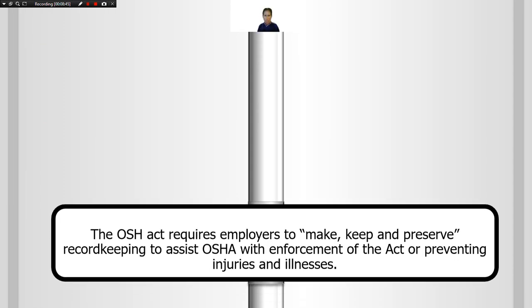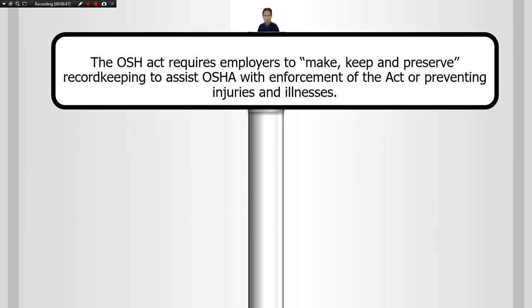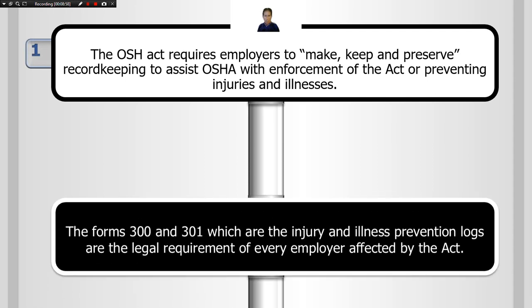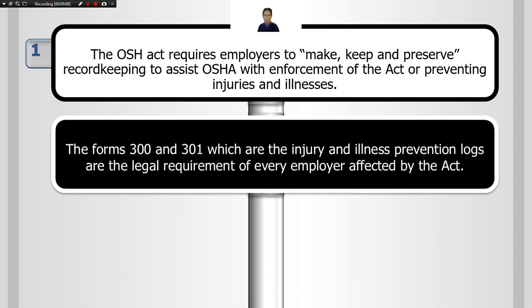The OSH Act requires employers to make, keep and preserve records to assist OSHA with enforcement of the Act or preventing injuries and illnesses. The Forms 300 and 301, which are the injury and illness prevention logs, are the legal requirement of every employer affected by the Act. Employers need to know what the definitions of recordable injury and illness are by OSHA's definition.